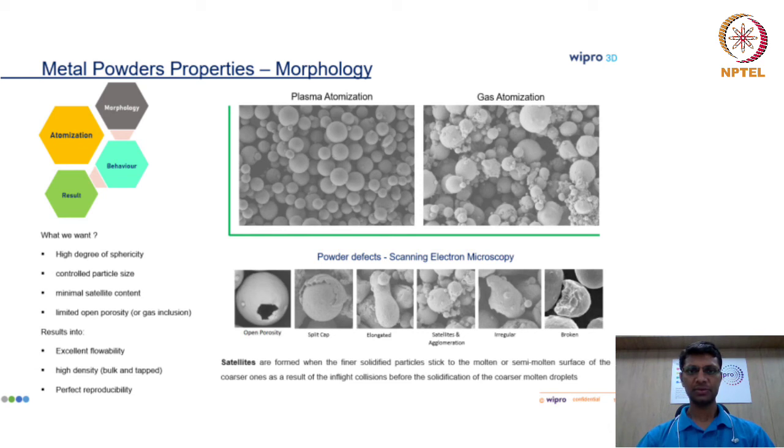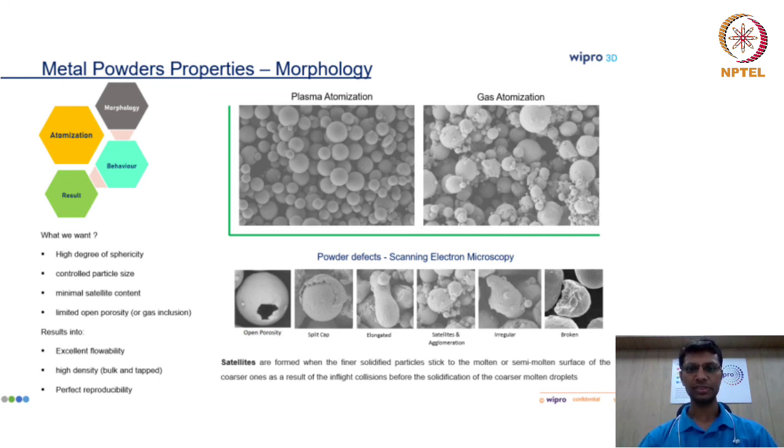This next one is satellite formation and agglomeration. This is a more common defect in powders. Satellites are formed when the finer solidified particles stick to the molten or semi-molten surface of the coarser one as a result of in-flight collision before the solidification of coarser molten droplets. Also, irregular shaped powder particles can be seen along with some broken powder particles.